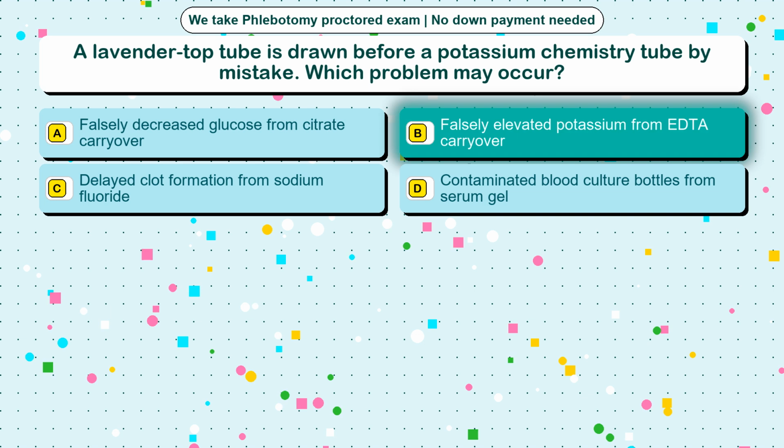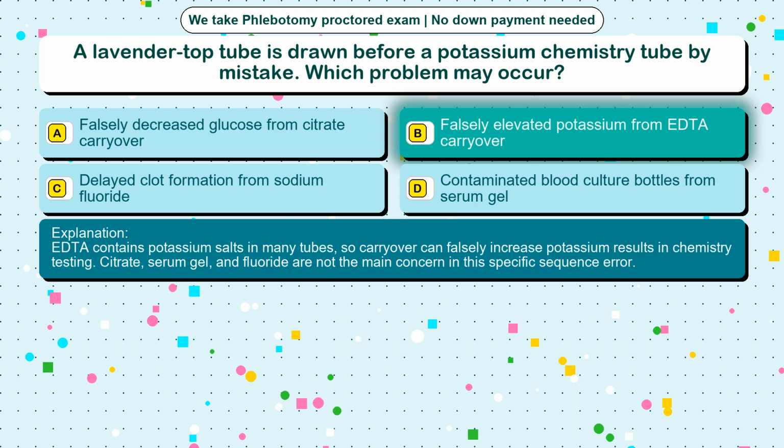The correct answer is option B, falsely elevated potassium from EDTA carryover. EDTA contains potassium salts in many tubes, so carryover can falsely increase potassium results in chemistry testing. Citrate, serum gel, and fluoride are not the main concern in this specific sequence error.